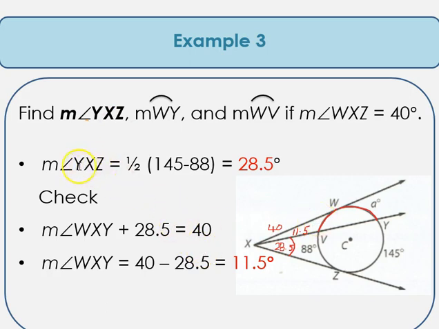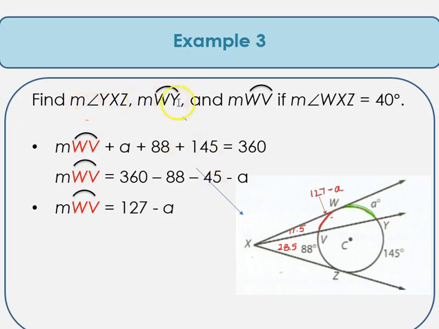So the measure of YXZ equals 1/2 of the difference of the intercepted arcs. So we have arc YZ, which is 145, and arc VZ, which is 88. So the measure of angle YXZ is 28.5 degrees. If we subtract the 28.5 from the total measure of 40 degrees, the other angle WXY will be 11.5 degrees.